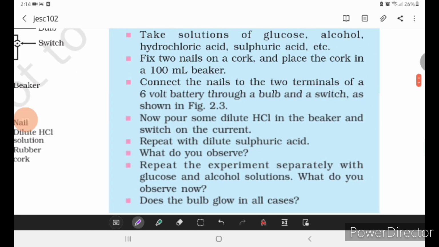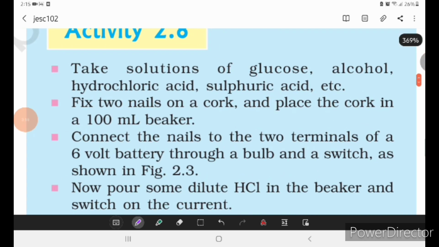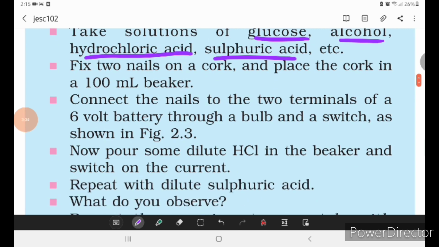Here they gave us an activity. Let's read the activity. Activity 2.8 says: take solutions of glucose, alcohol, hydrochloric acid, sulfuric acid, etc. From the laboratory, we need to collect some solutions such as glucose, alcohol, hydrochloric acid and sulfuric acid. Fix two nails on a cork. A cork looks somewhat like this. Fix two nails over it and place the cork in a 100 ml beaker.